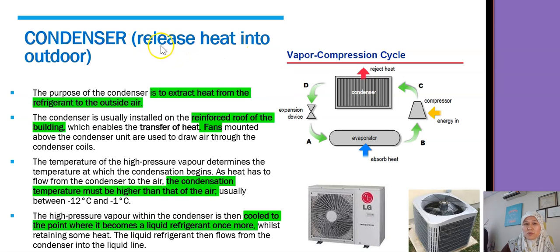Condenser is the part where the heat is released outdoors. You always see this outside the house, outside the building, and this one is usually for the bigger system on top of the building to release the heat. So the heat is extracted from the vapor refrigerant so that it will turn into a liquid state after they release the heat.